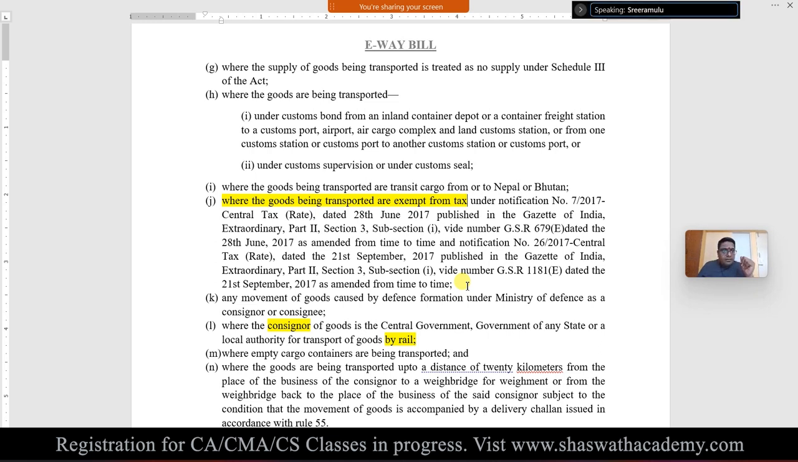Yes, sir. Sriramalu, is it clear? Yes, sir. Very good. Excellent, my dear. So that is what you have to do. Yeah, next question. What's the next question?